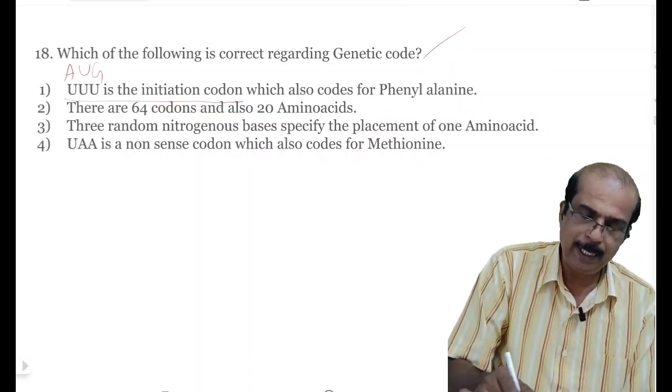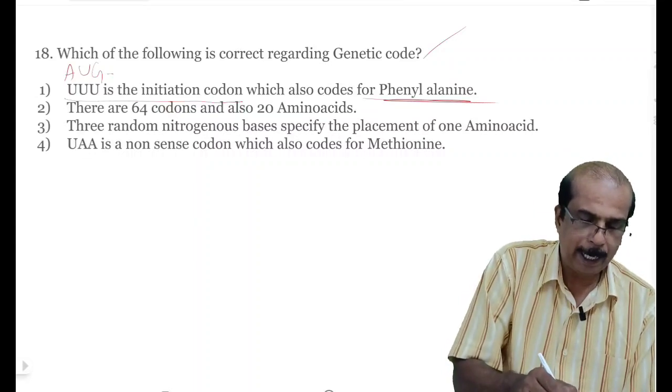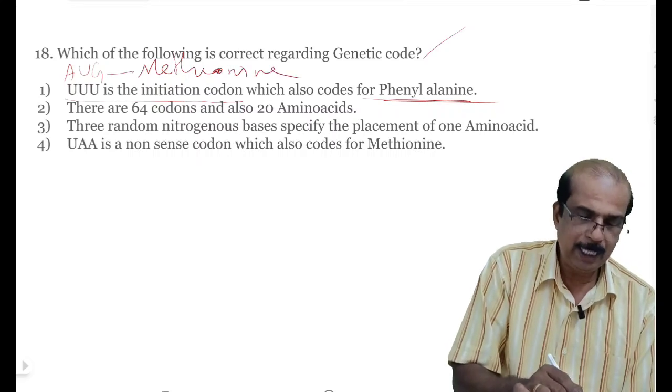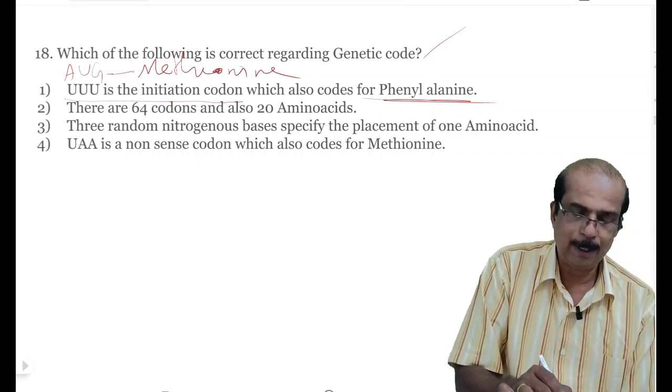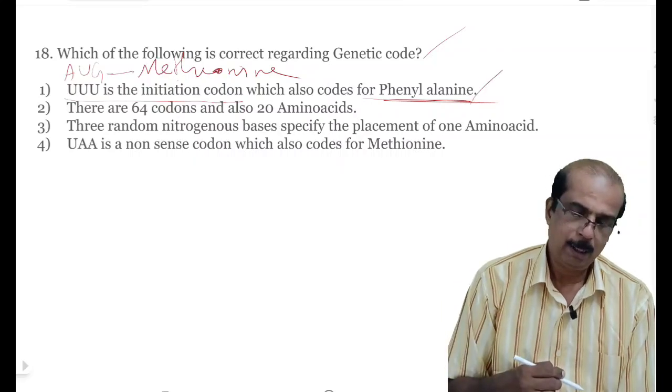UUU codes for phenylalanine, but AUG codes for methionine. AUG is the initiation codon and it codes for methionine. So, statement 1 is wrong.